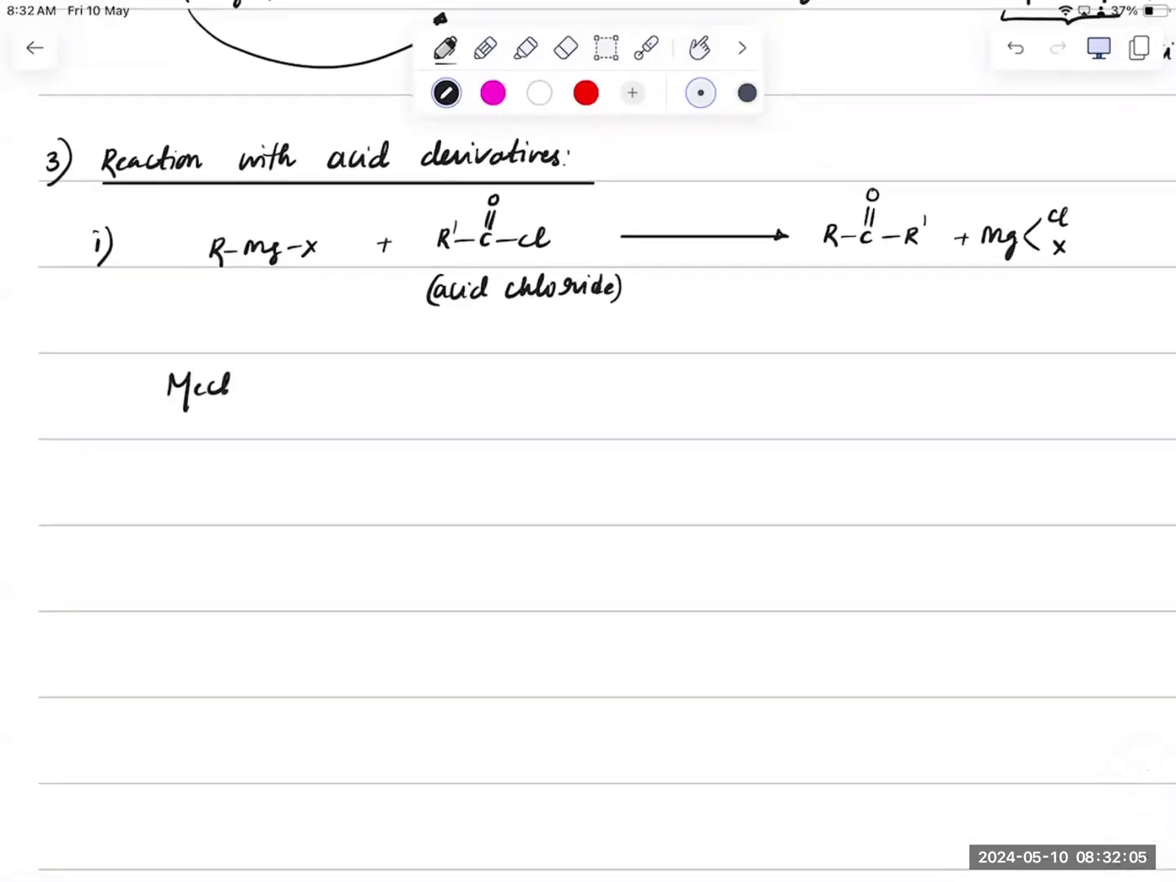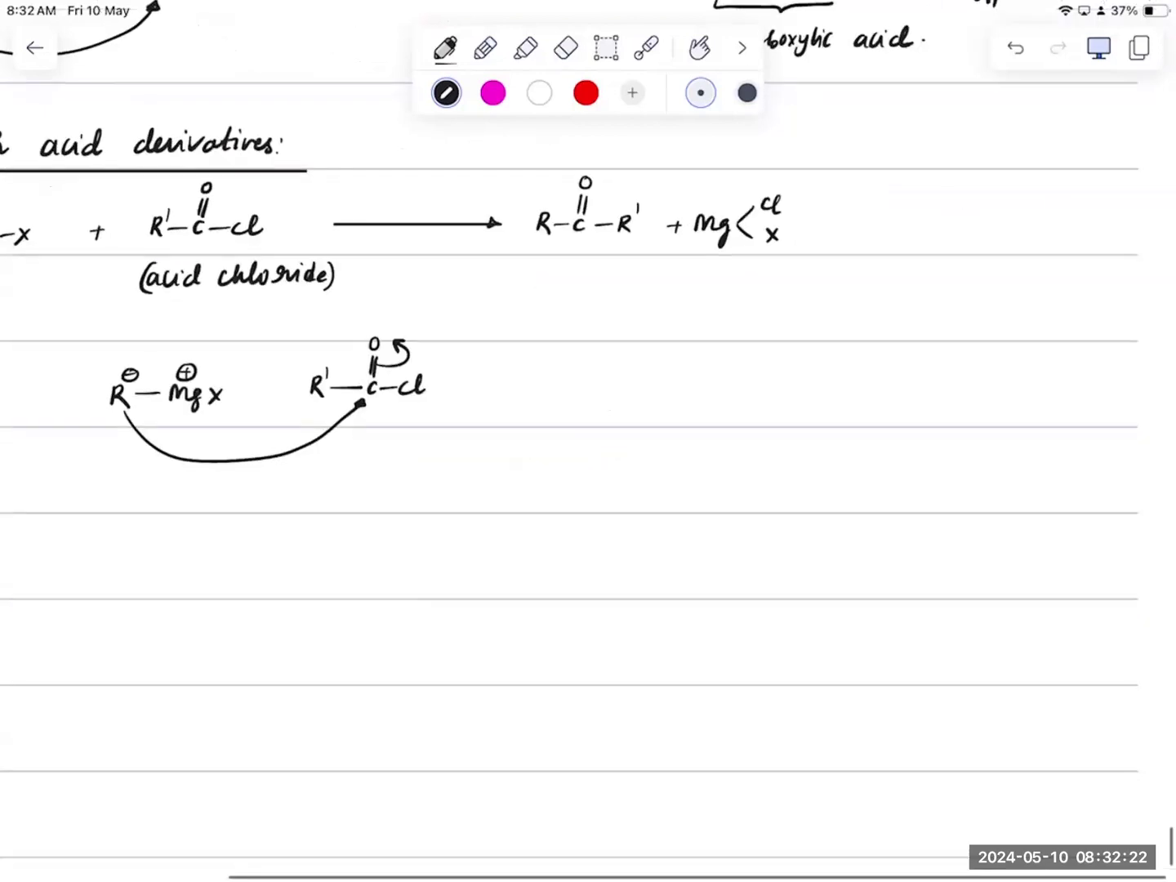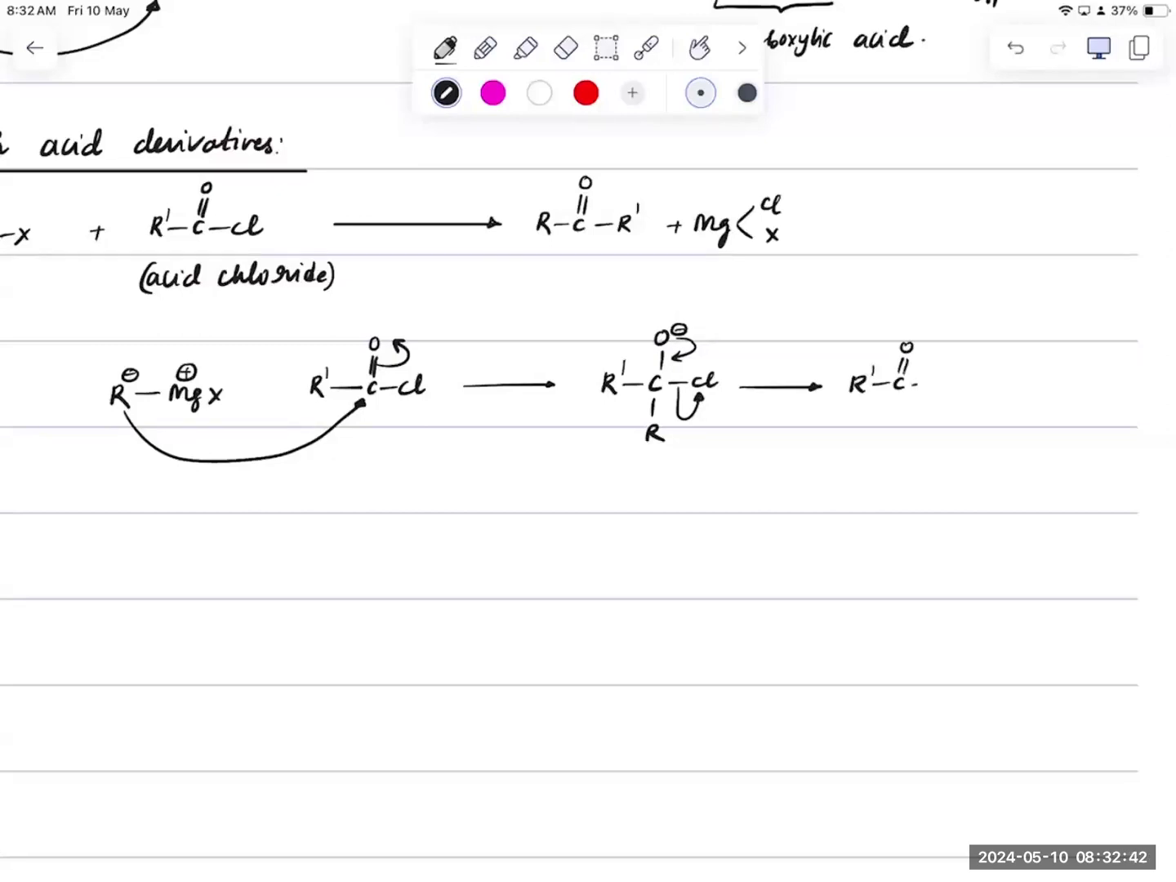If you notice the mechanism here, you will see R dash and MgX plus like this. When we expose it to acid chlorides, this R dash would attack first. This O minus will move. So we will get this as R dash C, O minus and Cl and R. Now this O minus will close to make a double bond, Cl minus will release. Thereby we'll get R dash C double bond O R. So what we are getting is ketones.